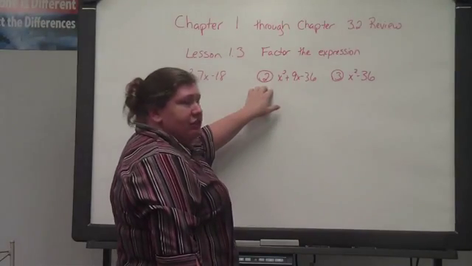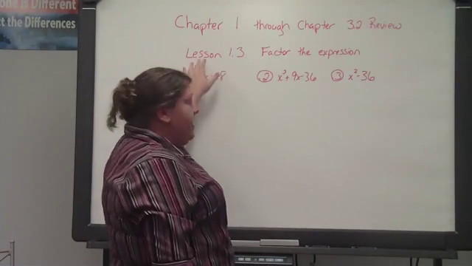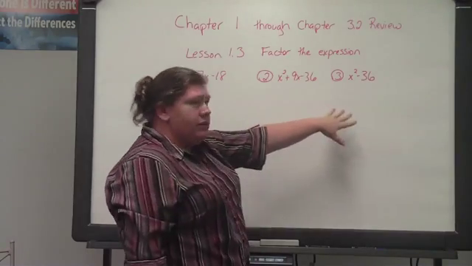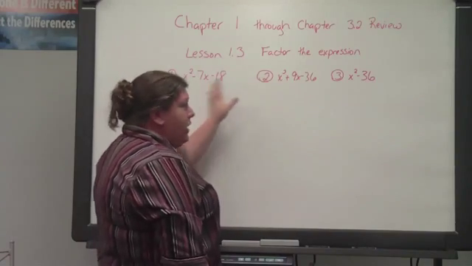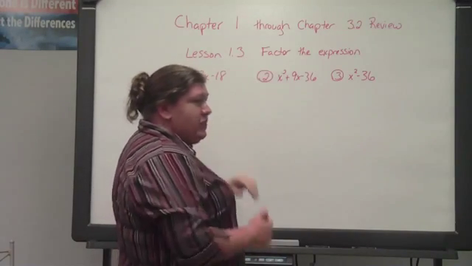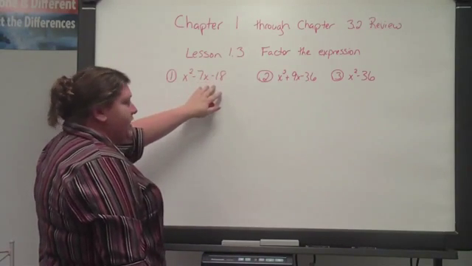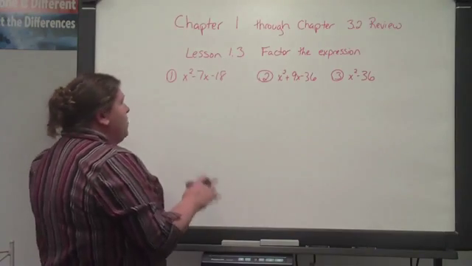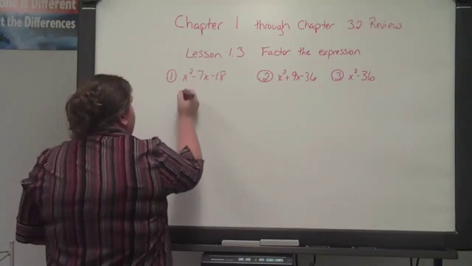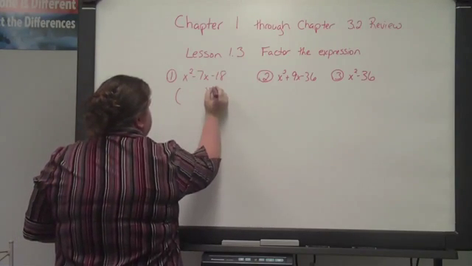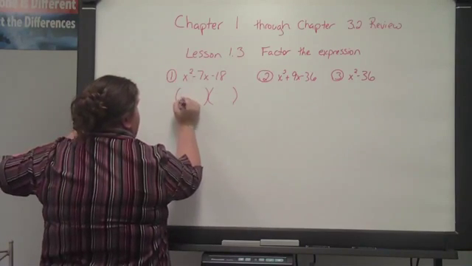The next review I want to do is by factoring the expression, which is lesson 1.3. Again, I took these from the homework. They are not questions 1, 2, and 3, but they are the 3 that I want to talk about concerning factoring the expression. So the first one I have here is x squared minus 7x minus 18. Remember that when we factor, we want to put everything that we know as soon as we know it. So I can go ahead and put parentheses. And because this is just x squared, I can go ahead and say x times x.